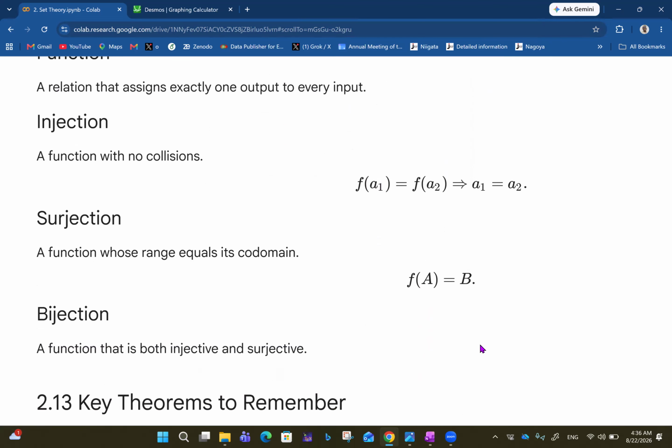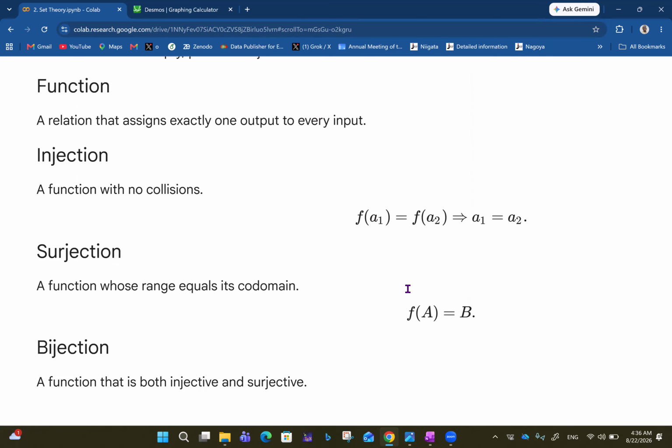For surjection, that's not true. A function whose range equals its codomain is a surjection. And then for a bijection, it is a function that is both injective and surjective.